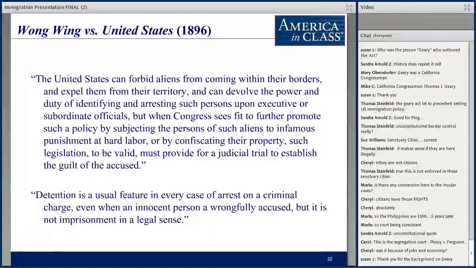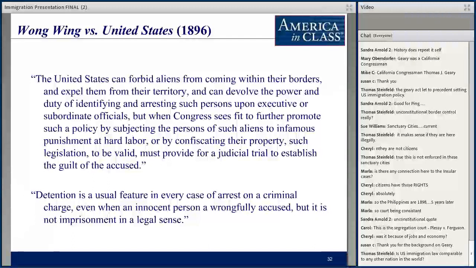In Wong Wing, what Chinese immigrants and their lawyers were challenging was this: if, in Fong Yue Ting, the United States Supreme Court had determined that deportation was not a punishment for crime, it was just an administrative process, and in turn, unlawfully living in the United States is not a crime, just an administrative violation, how is it that people being picked up for living in the United States without documents could be punished by being sent to prison? Don't you need a trial by jury and constitutional protections before you can be punished with imprisonment in the United States? So this is the question that they pressed in Wong Wing.